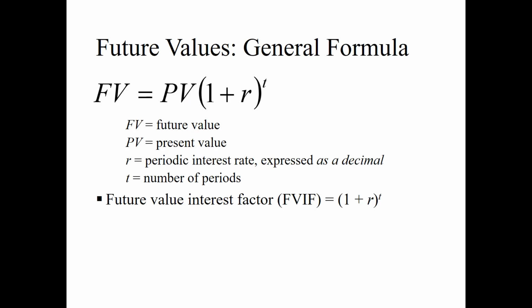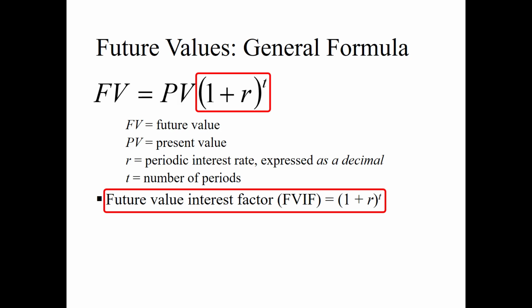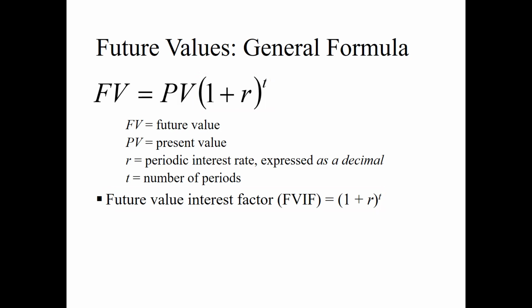So our future value, again, is going to be equal to our present value times the quantity of 1 plus R to the T. And we have a value that we call our future value interest factor, which is the quantity of 1 plus R to the T. FV is future value, PV is present value, R is our periodic interest rate, and T is the number of time periods.